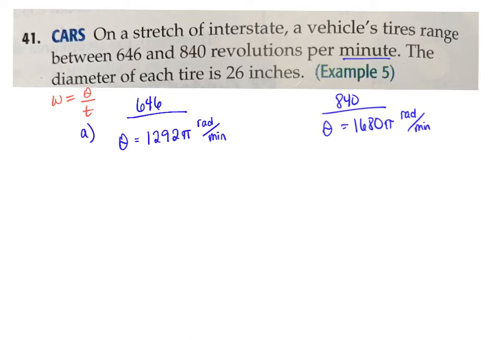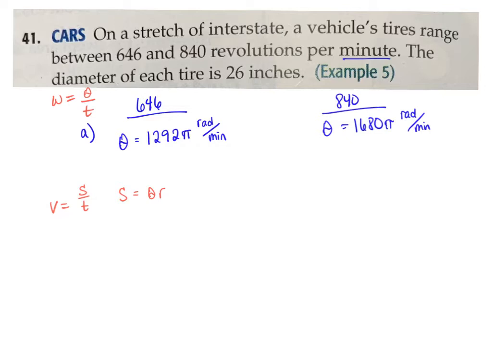All right, let's look at B. B says find the range of values for the linear speeds of the tires in miles per hour. Okay, so linear speed, let's go to that guy. That formula is going to be what? What's my linear speed formula? S over T, all right? I need S. What is my formula for S? Theta times R. I need both of those to be able to solve this, okay?